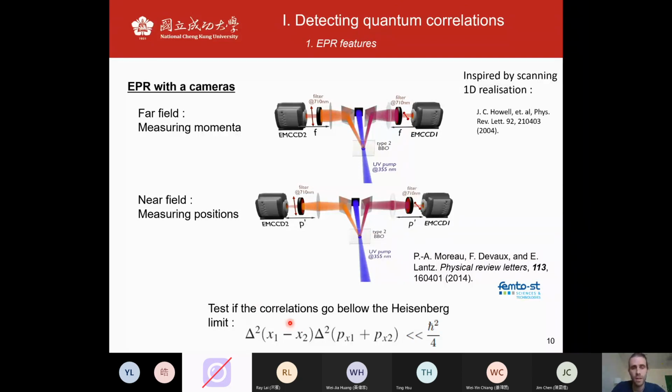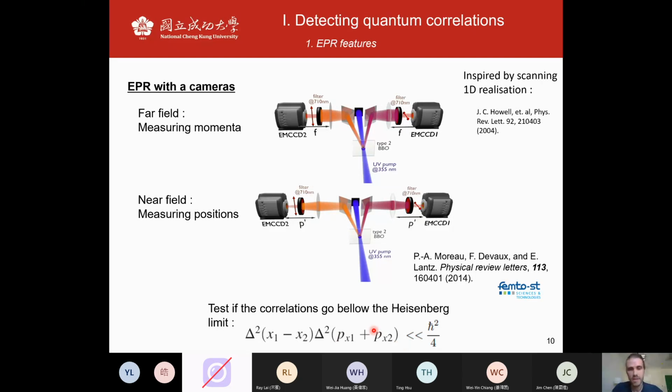actually fairly recently by Margaret Reid at the University of Queensland, I think, in Australia. And the way we do that is that we evaluate two variances. One corresponds to the position of the two photons. So what we do is the variance of the position of photon 1 minus the position of photon 2, times the variance of the momentum of photon 1 plus the momentum of photon 2.